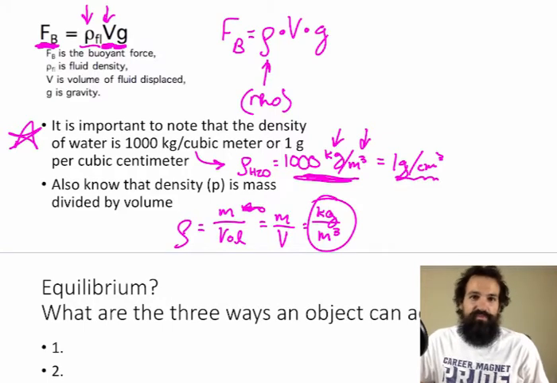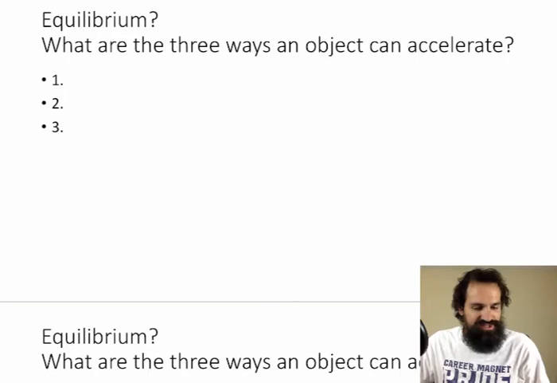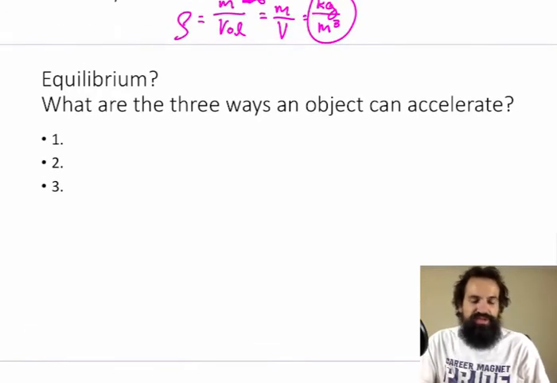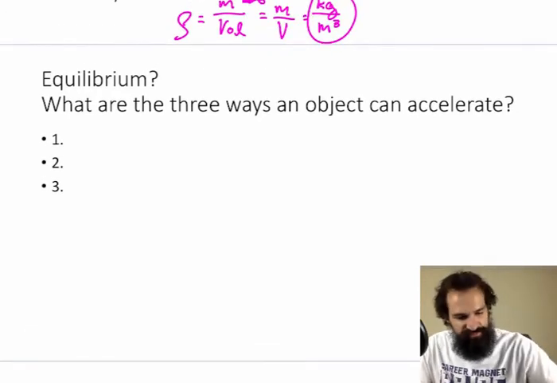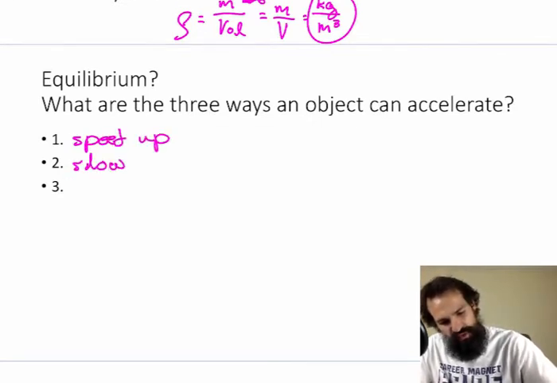All right. Now I'm going to go back to something I discussed with my 9th graders extensively. What are the 3 ways an object can accelerate? Speed up, slow down, and change direction?